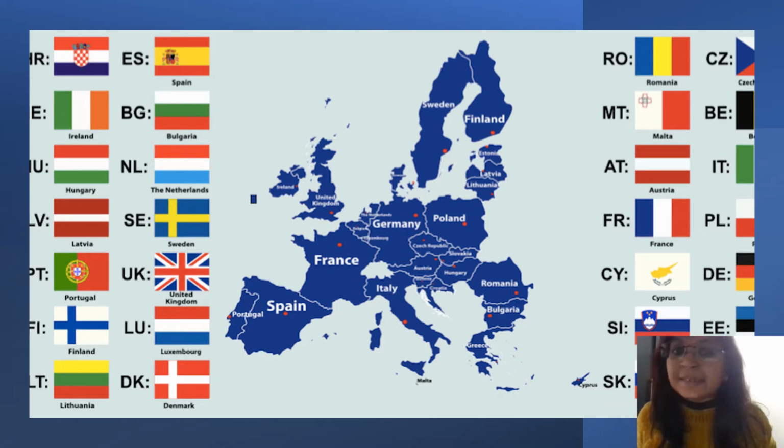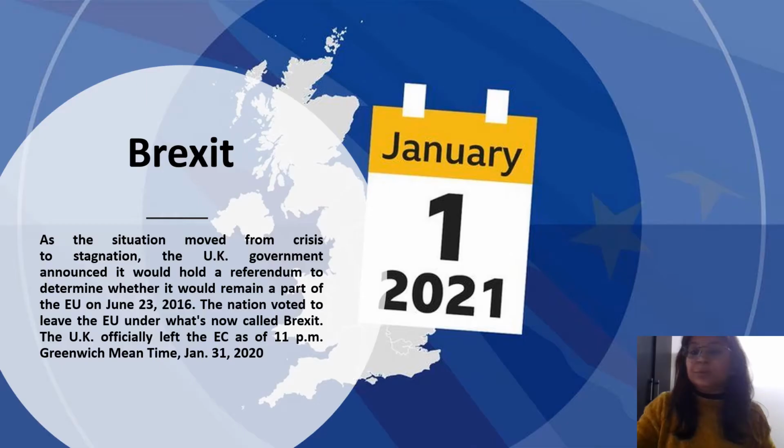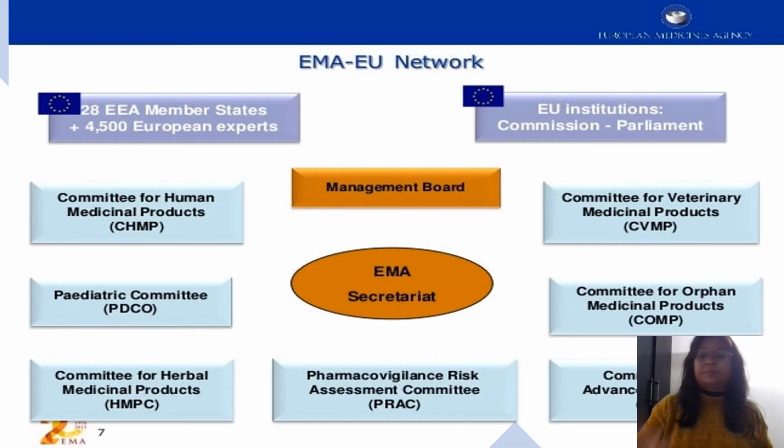So this is just an overview of all the countries in the European Union. With the introduction of Brexit, applicable from January 31, 2020, the UK is now not a part of the European Union. So they will be having their own rules and regulations and their own regulatory body, whereas for the rest of the European Union, again, 27 member states are there.